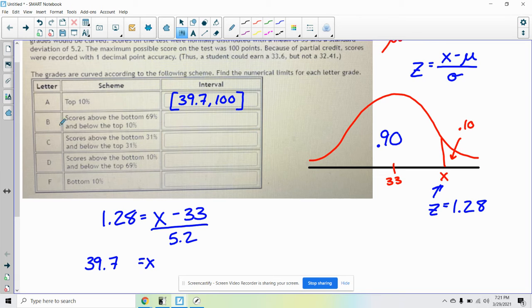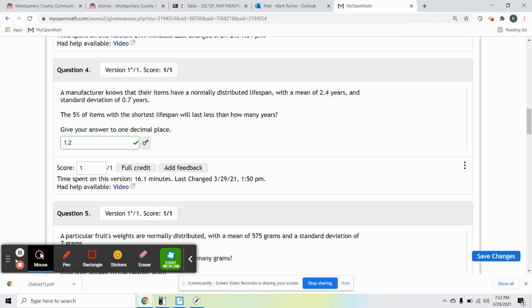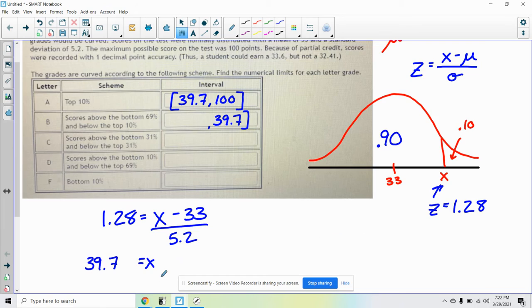Okay, so now this says scores above the bottom 69% and below the top 10%. So I know the top 10% bound is 39.7, like so. Okay. Oh, I'm technically sorry. Since this is 39.7 and these are brackets, I have to actually make this one less. It can't be 39.7. There can't be overlap. So this has to be 39.6, like that.